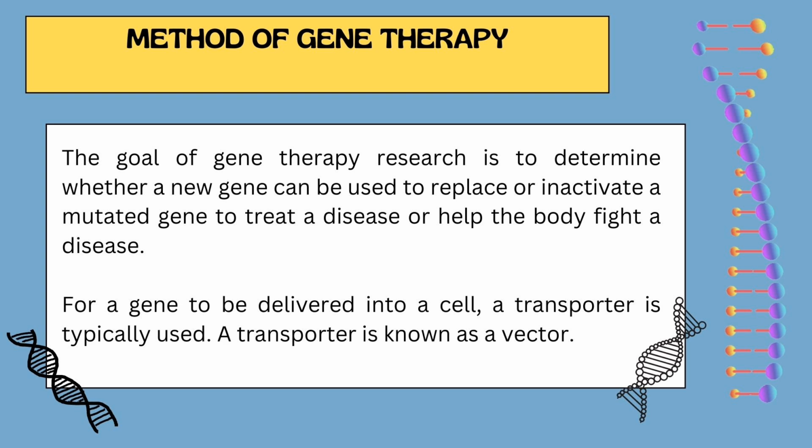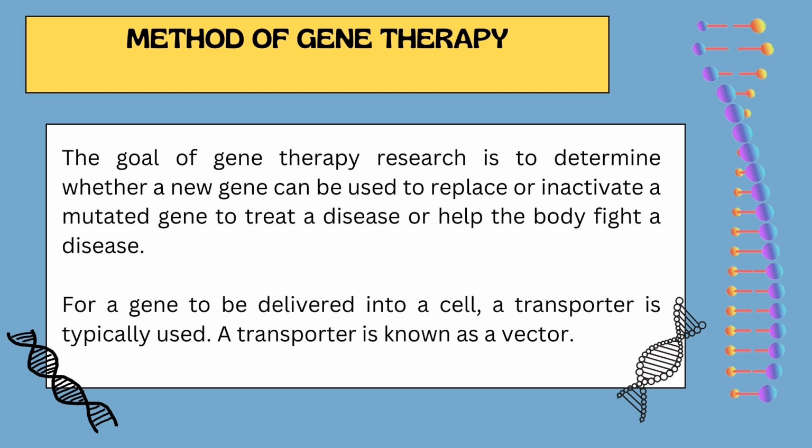Now, let us proceed to the methods of gene therapy. The goal of gene therapy research is to determine whether a new gene can be used to replace or inactivate a mutated gene to treat a disease or help the body fight a disease. So, this gene therapy aims to use a healthy gene to either replace a faulty gene causing a disease or to disable or inactivate the faulty gene, thereby treating or improving the body's ability to combat diseases.